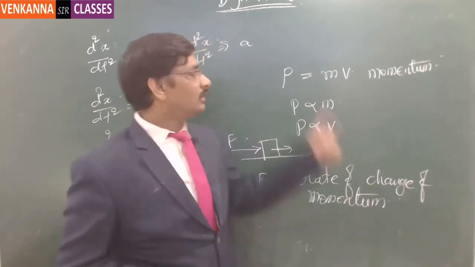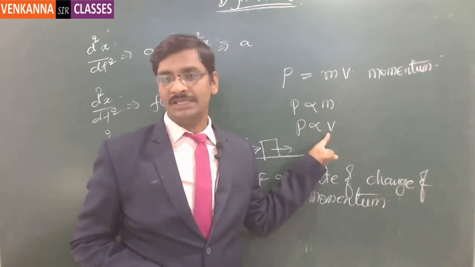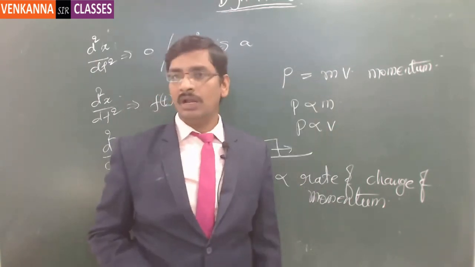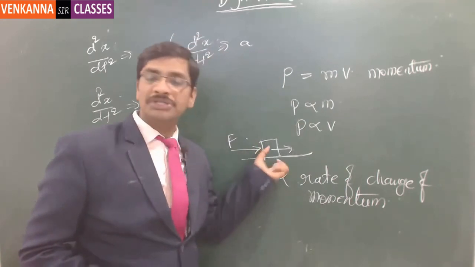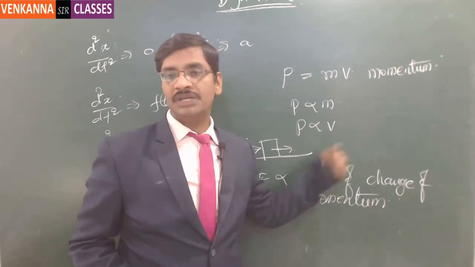So that's what is called the momentum of this particular body. That means it is proportional to both of these things. So P is equal to mv. Now the force with which I actually have to push is nothing but the rate of change of momentum. Rate of change of momentum.